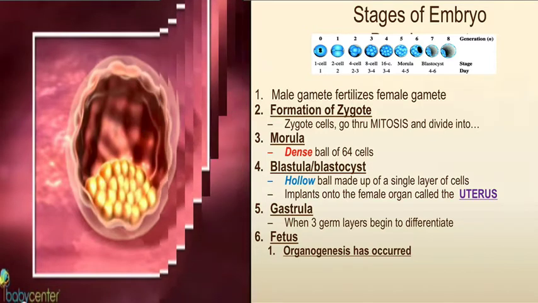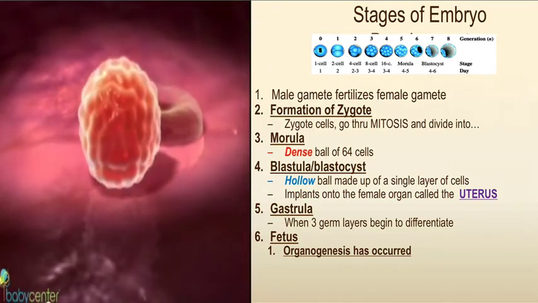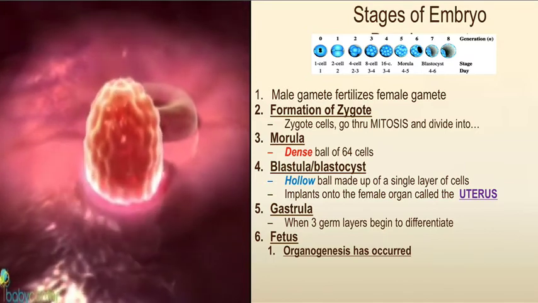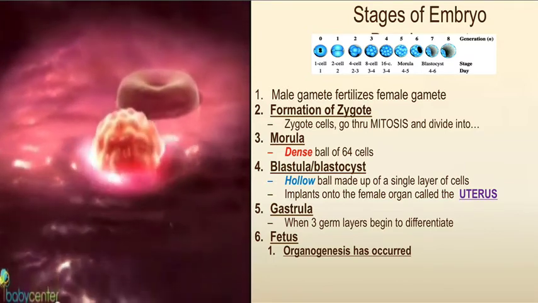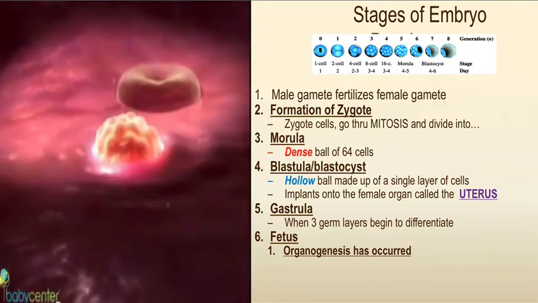Then once we have that, the blastocyst is going to implant in the wall of the uterus of the female, where it will get a rich supply of oxygen and glucose so it can continue to get energy to go through the next process, which we call gastrulation.